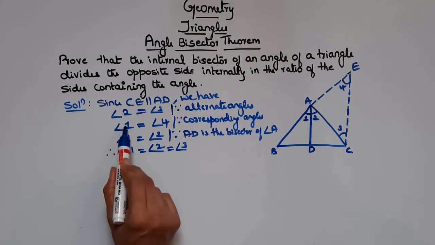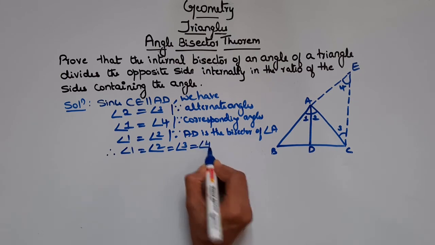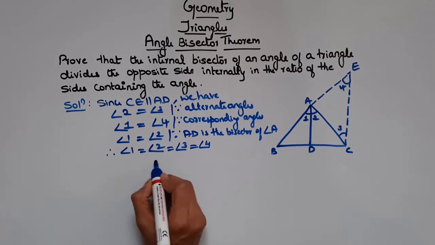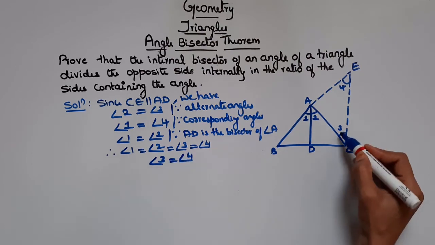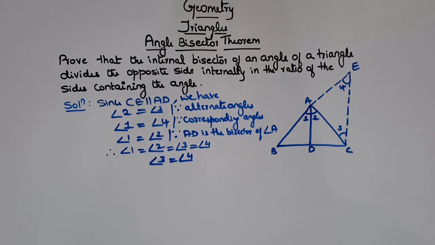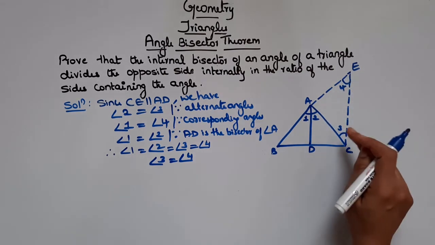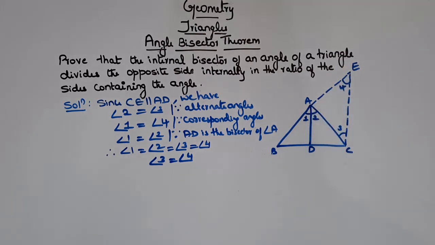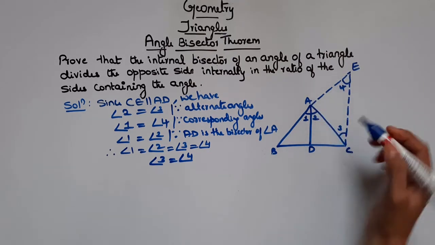And here it says angle 1 is equal to angle 4. That means this is equal to angle 4. Right? So therefore we have angle 3 is equal to angle 4. So this angle is equal to this angle. Right? So if these two angles are equal, that means their opposite sides are also equal. Right? So AE is equal to AC.